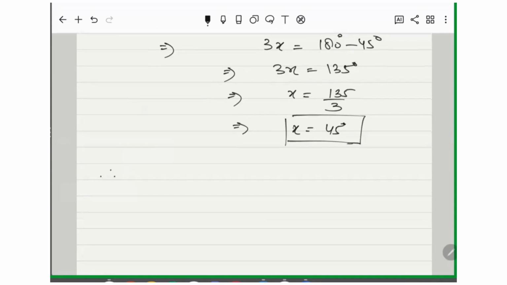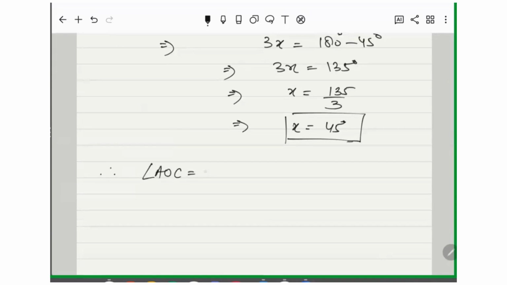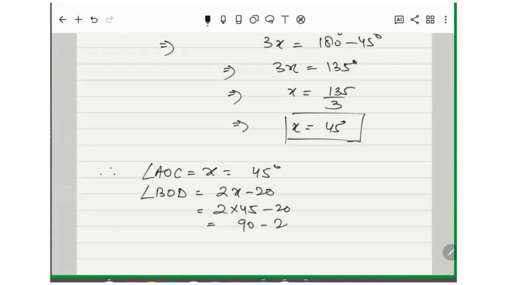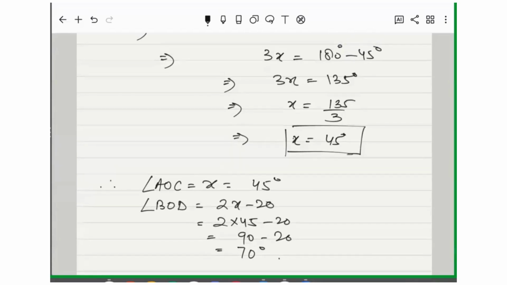So our angle AOC is X, which is equal to 45 degrees. And angle BOD is 2X minus 20. So find the value, 2 into 45 minus 20. That is 90 minus 20, and this is 70. And you can check your answer, the sum of all the angles should be 180 degrees. So 70 plus 45 plus 65 is 180 degrees, right? So these are the angles AOC and BOD. Is that clear?